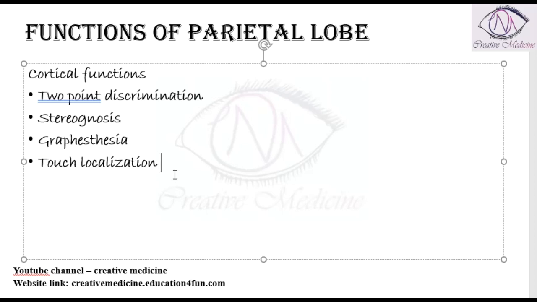Fourth, touch localization. In touch localization, you will ask the patient to close the eyes, and you will touch some point, at some part of the patient's body. If he could localize the point where you have touched, then he has normal function of the parietal lobe.